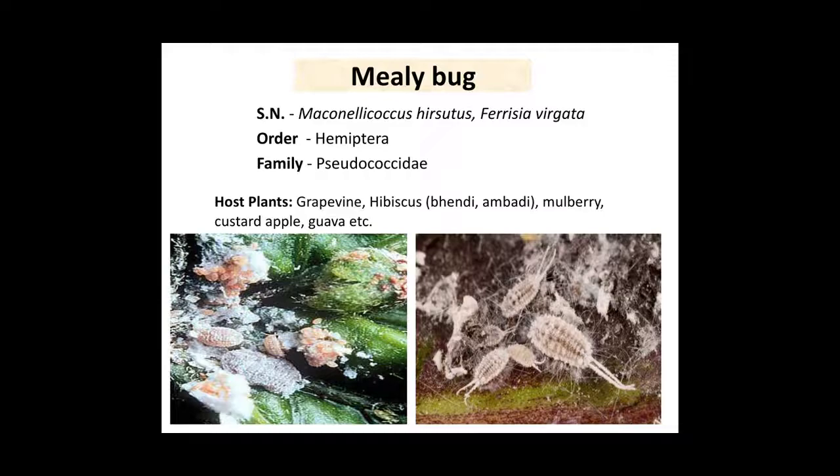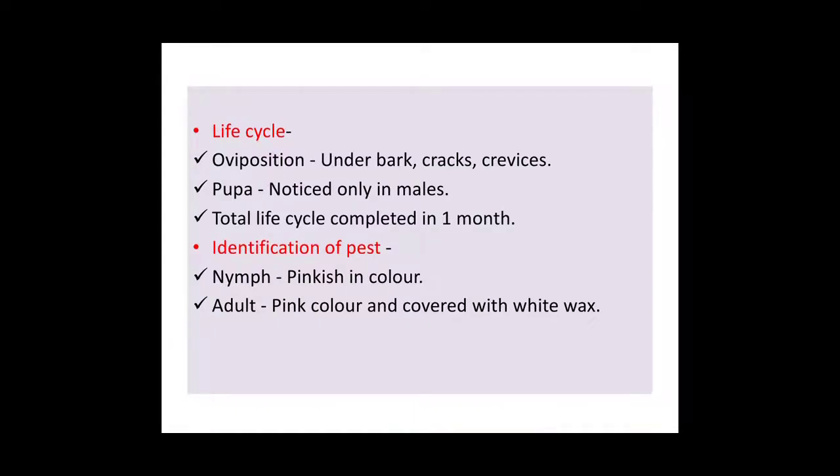The host plants of the mealybug are the grapevine, hibiscus, mulberry, custard apple, and guava. Then life cycle. Egg laying is under the bark or in the cracks and crevices, and pupation is noticed only in males, and the total life cycle is completed in about 1 month. Then identification of the pest. The nymphs are pinkish in color and the adults are pink in color and covered with white flags. So this is the identification of mealybug.